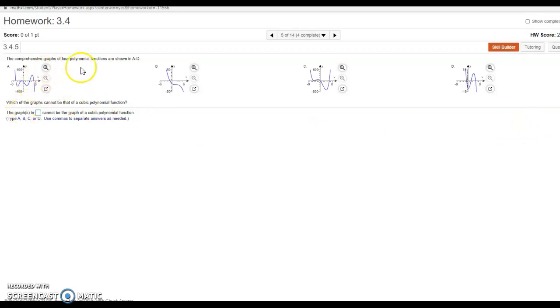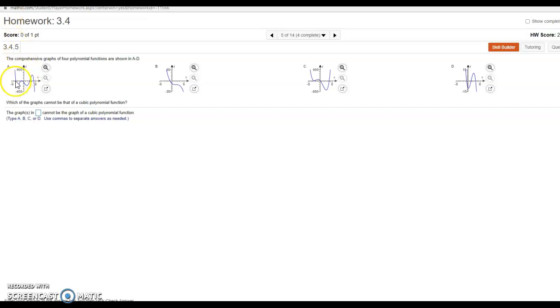On this one, we're going to do multiple choice, sorry. Which of the graphs cannot be that of a cubic polynomial? Cubic would be third degree, so a third degree polynomial can have at most 2 turning points. Additionally, it can have at most 3 solutions. Now, sometimes we don't see the full 3 solutions, but that's just the most it could have.